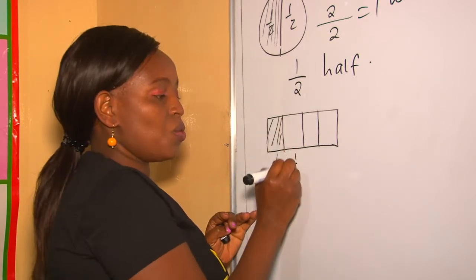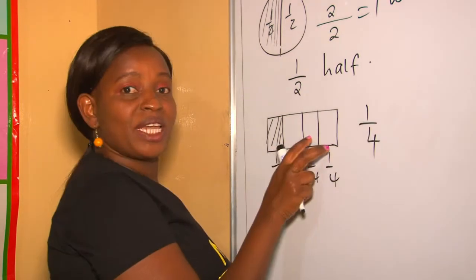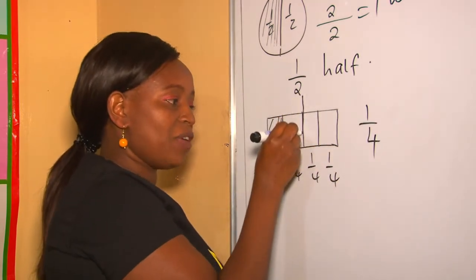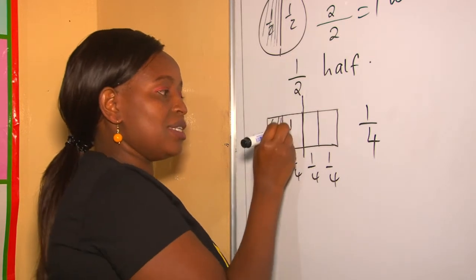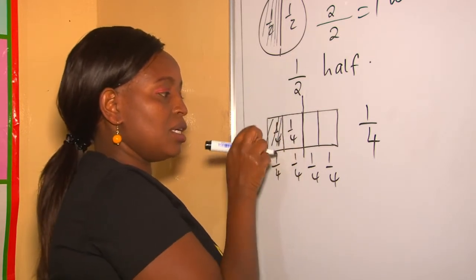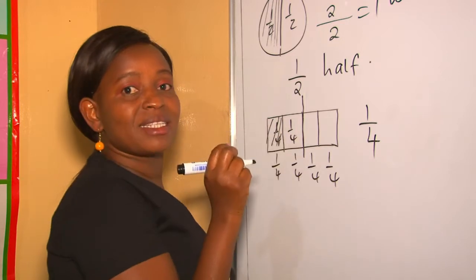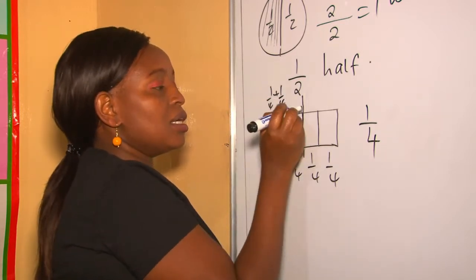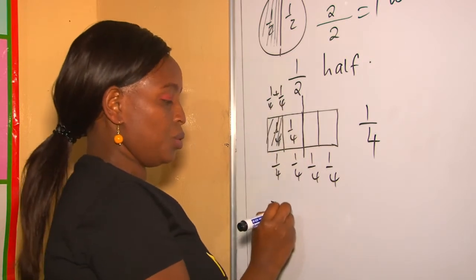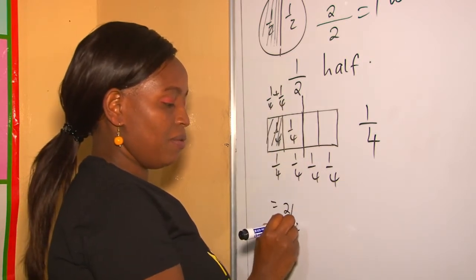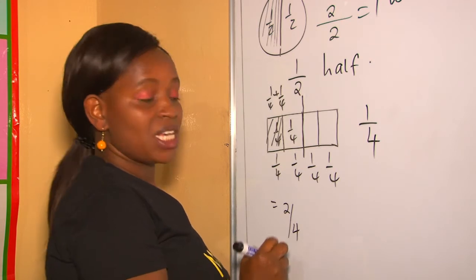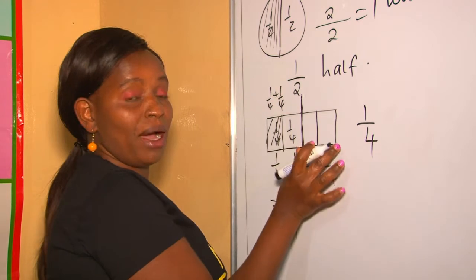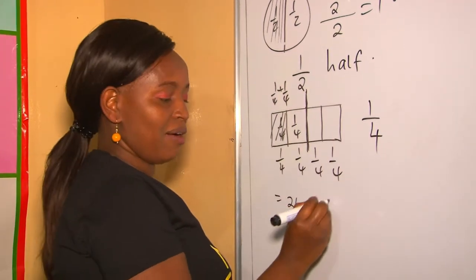All these are quarters. Now as you can see, each child gets a quarter. And if we divide it here, 2 quarters, this quarter and this quarter make a half. That is, a quarter plus a quarter is equal to 2 over 4. If you simplify, this is like a half of the bar. So 2 quarters make a half.